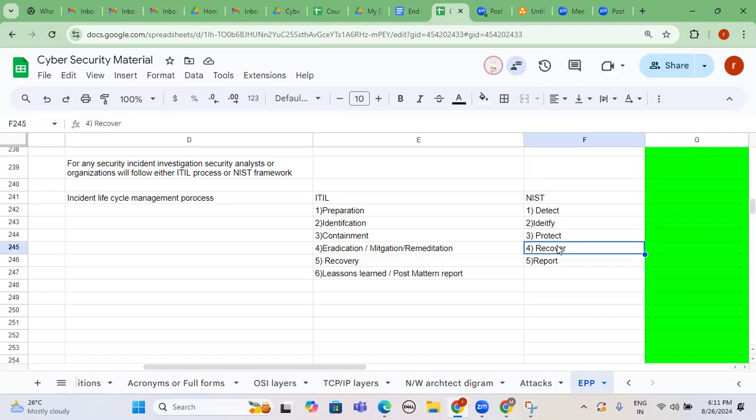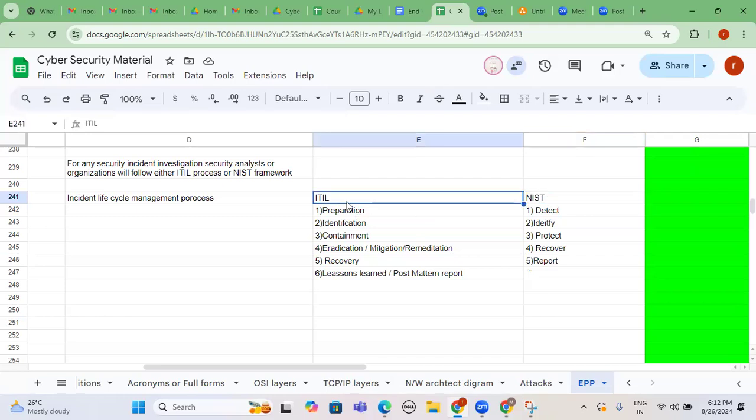Recover: we have to make sure that data is recovered. Are there any existing backups or backup servers available? We have to go and verify. Finally, report: we have to take care of the root cause analysis, where, when, and how the system was compromised. Everything we have to document, and finally submit this report to the customer or client. So that is based on the NIST framework, and this is based on ITIL.